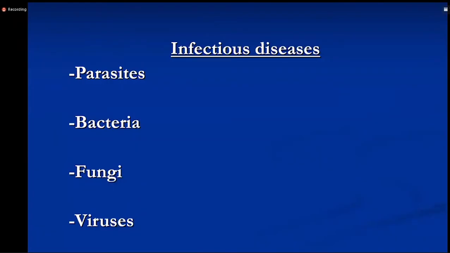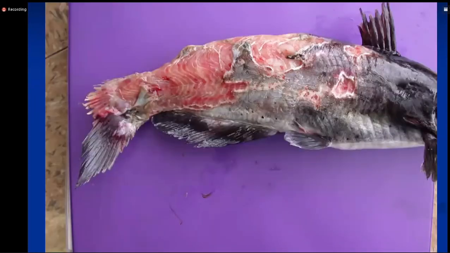Examples of infectious diseases, well, basically, these are diseases that are caused by other living organisms. Generally, we break this into parasites, bacteria, the fungi, and the viruses. And an example of that would be a fish like this that is caused by the bacteria Aeromonas hydrophila. And we'll be coming back to this picture a little bit later on.